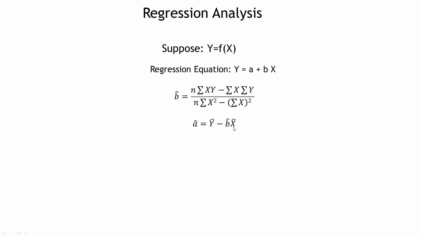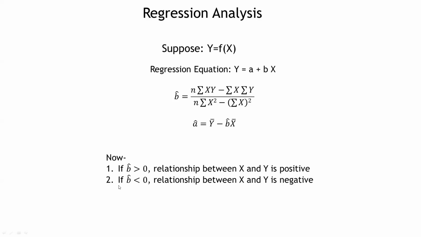The estimated value of the slope b determines the nature of the relationship between the variables. If the estimated value of b, that is b cap, is positive, the relationship between x and y is positive. And if the estimated value of b cap is negative, the relationship between x and y is negative.